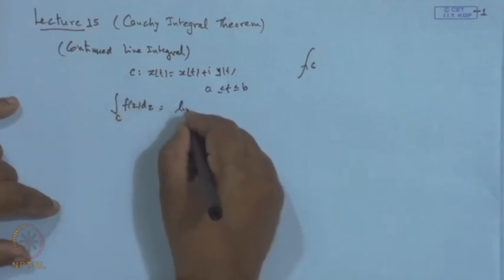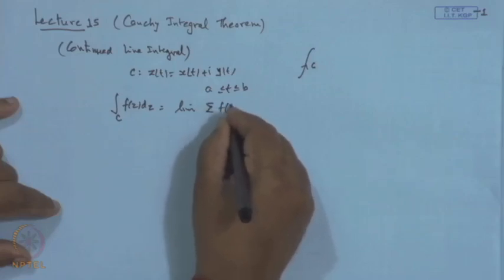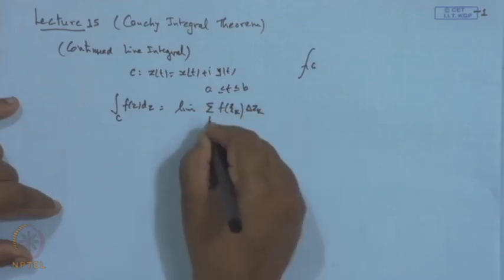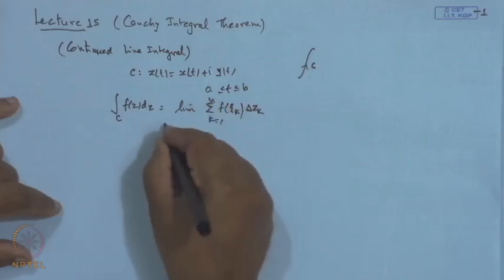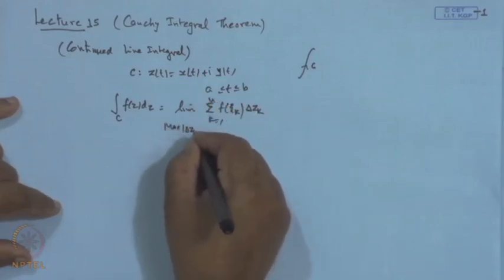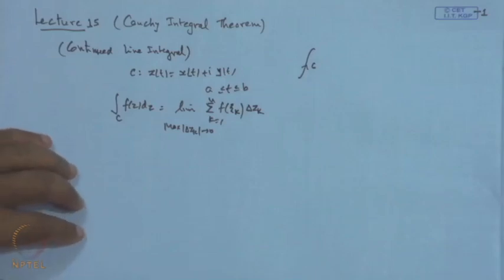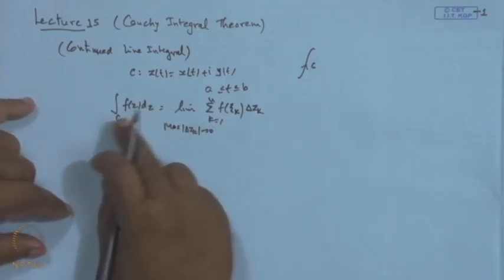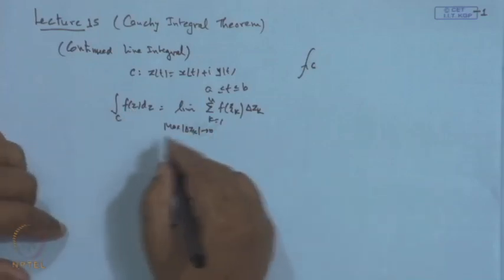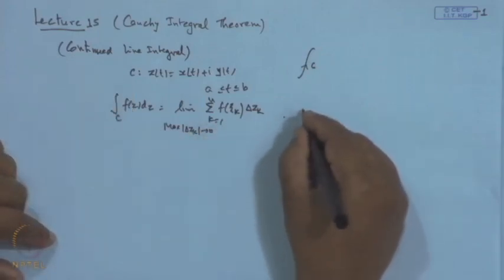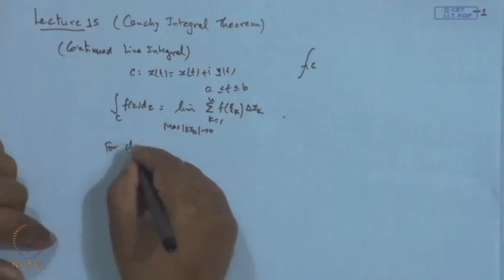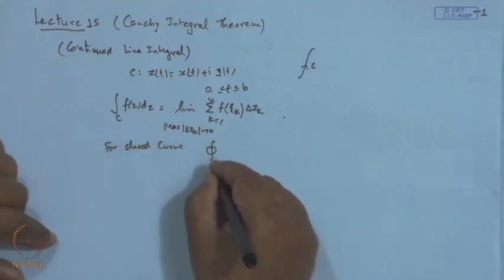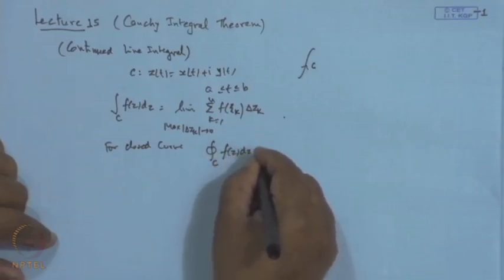is the limit of the sum of f(xi_k) times delta z_k, k from 1 to n, as the maximum of |delta z_k| goes to 0. If this limit exists, we denote it by the integral of f(z) dz, and when C is a closed contour, then we use the circle notation. For a closed curve, we use this integral notation.